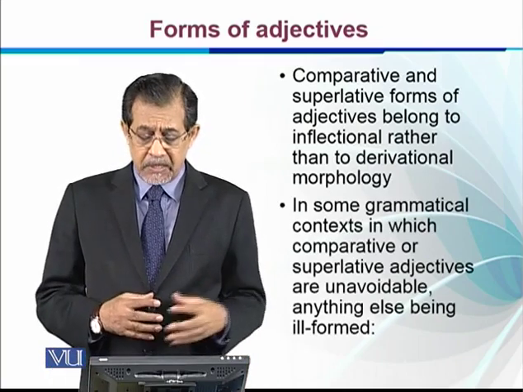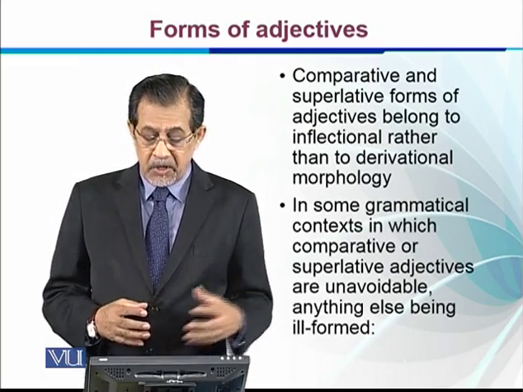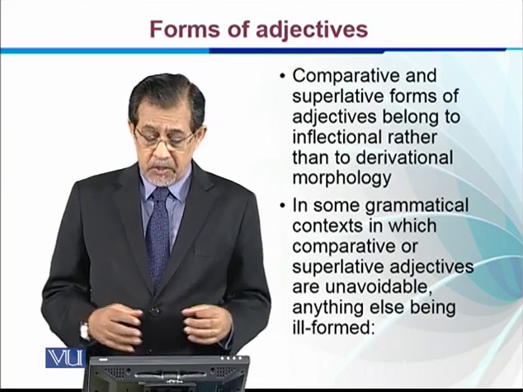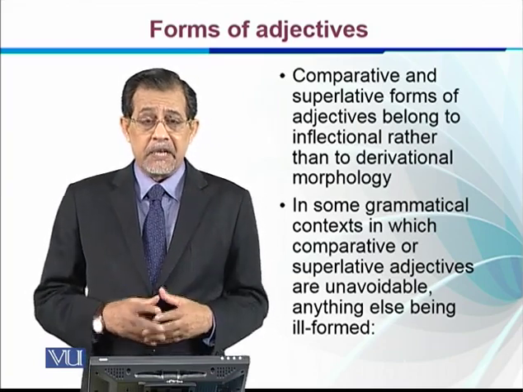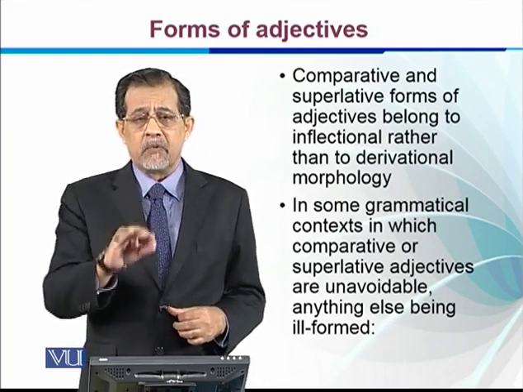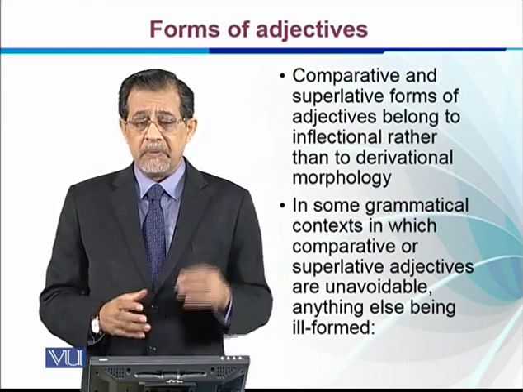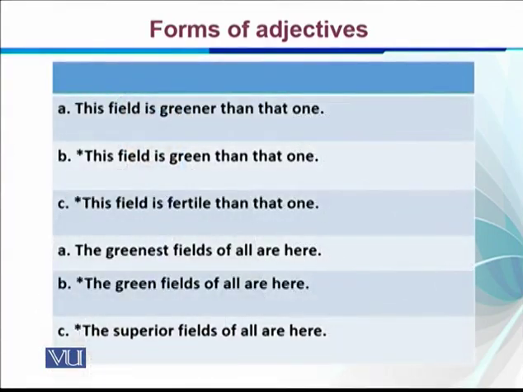There are grammatical contexts in which comparative or superlative adjectives are unavoidable, anything else being ill-formed. So if we have a sentence in which we do not use the superlative or comparative degrees where required, then the sentence will be ill-formed, incorrect. For example, the field is greener than that one. So we are comparing, so greener is necessary. This field is green than that one is incorrect because we are using than for comparing.